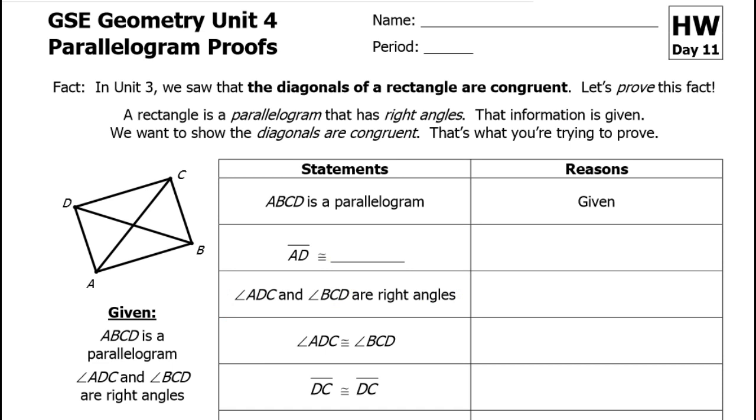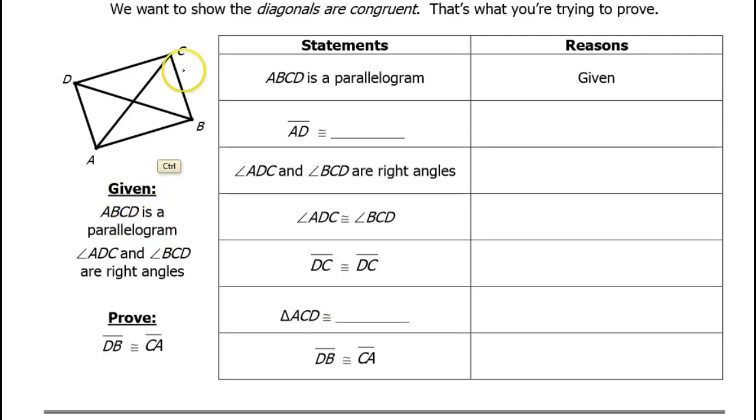Okay, so let's scroll down. So we're given that this whole quadrilateral is a parallelogram, and we're given that ADC, that's this angle right here, and BCD, that's this angle right here. We're given that those are right angles. All right, let's go through this proof.